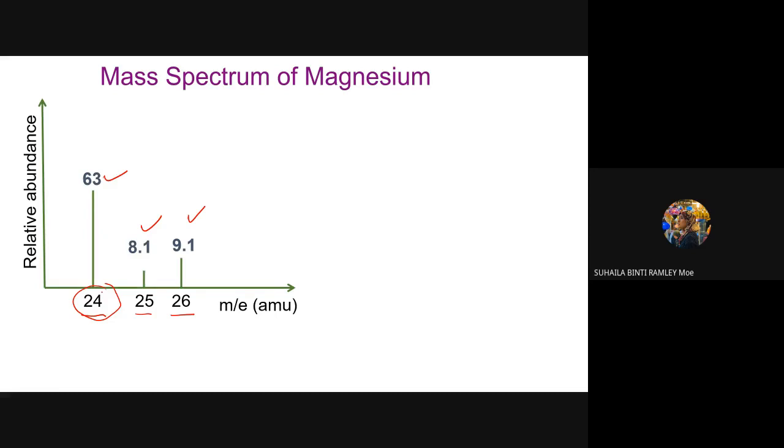So magnesium 24 is what you see in the periodic table. Okay, magnesium is shown as 24, not 25 or 26. 25 and 26 exist but in low percentage. So this one is m over e, actually mass over electron ratio. The relative abundance can be in ratio or also can be in percentage.